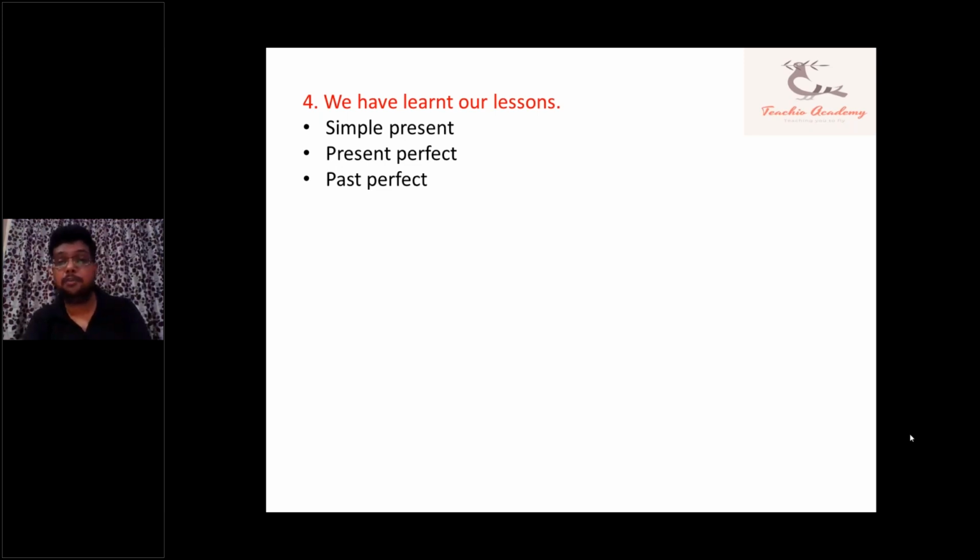This is present perfect tense. Have. There is not had. We haven't used had here. Had we used had, it would have been past perfect. But since here have has been used, so this is a present perfect tense.